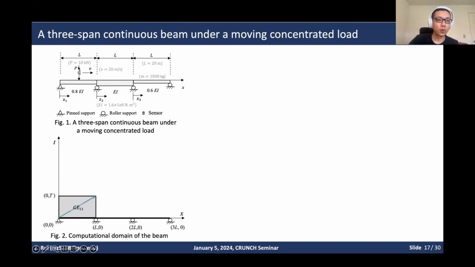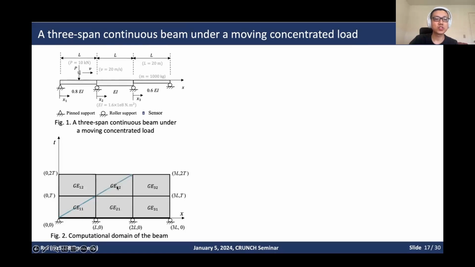time T. So when the moving load is moving on the first span, the first span has some forced vibration. And at the same time, the other two spans are under free vibration, which means there is no external force. And when the moving load is moving on the second span, the second subdomain is under forced vibration, and the other two are under free vibration. And it is the same when it is moving on the third span. So the general idea is, for this particular case, we divide it into 9 subdomains. And each subdomain will be governed by a totally different PDE.